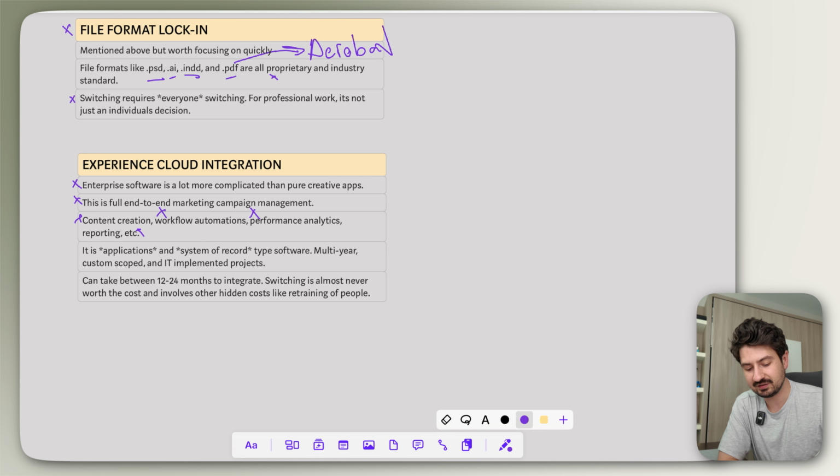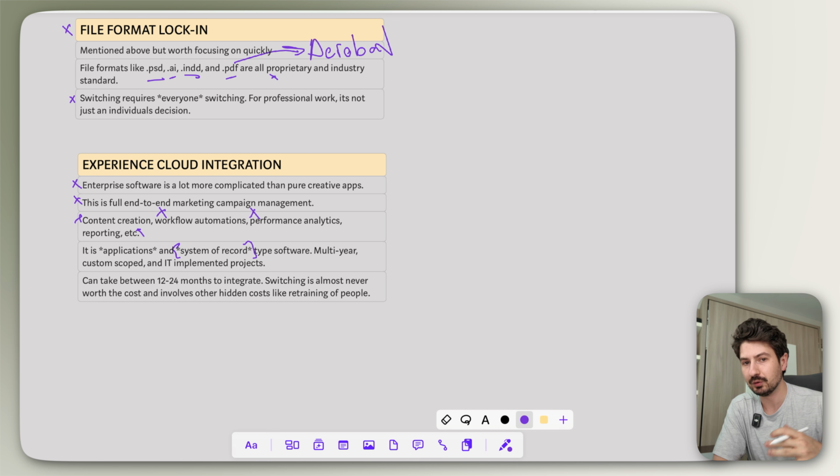And it's also the system of record for a lot of customer data. It's multi-year custom scoped IT implemented projects that cost a lot of money and a lot of time. And ripping that out of an organization for something new is most of the time not worth it, even if there are cheaper AI coded alternatives or whatever.